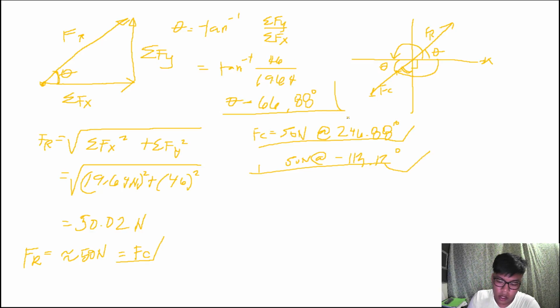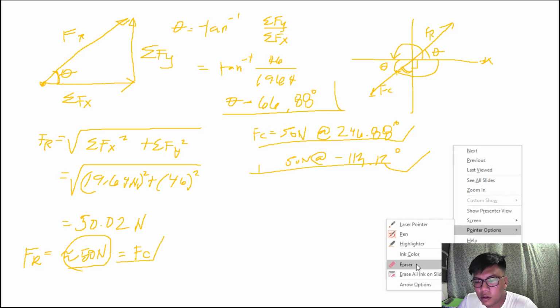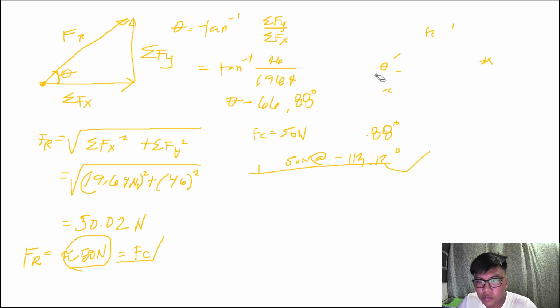Okay, so ngayon pakita ko ibang solution, ano? Tandaan natin yung direction sa nung ating sagot at yung naging ating magnitude, 50 Newton, ano? Pakita natin ngayon ibang solution sa pagkuha niyan. Okay, buburahin ko lang, ha. So we have 50 Newton at 246.88 degrees.